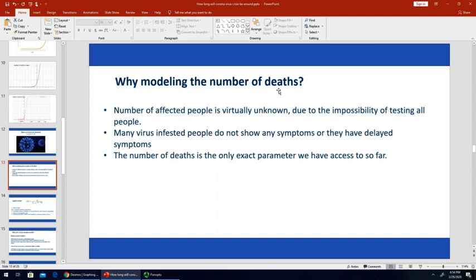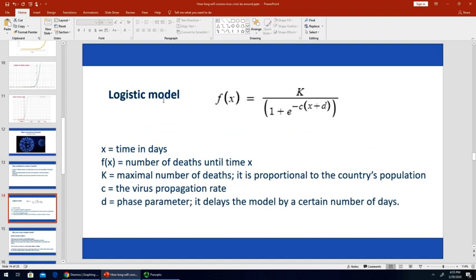Some people ask me why I modeled the number of deaths and not the number of affected people. That's easy, because the number of affected people is actually unknown. You never know how many people carry the virus, because we are in the impossibility of testing all people, and some people are asymptomatic or have delayed symptoms. It's only the number of deaths which is an exact parameter, and we have access to this on the internet so far.